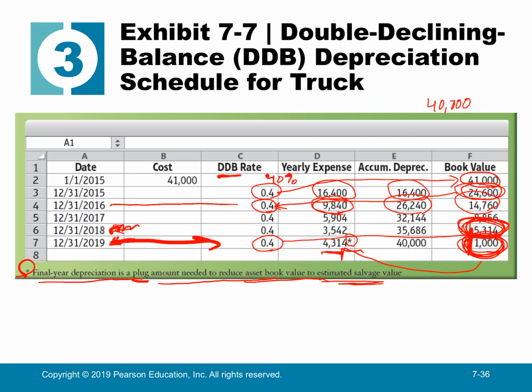Work through this problem a couple times in this slide. Make sure it clicks because it's a little bit different than the other two. We don't worry about the 1,000 residual value here. We take it into consideration at the end.